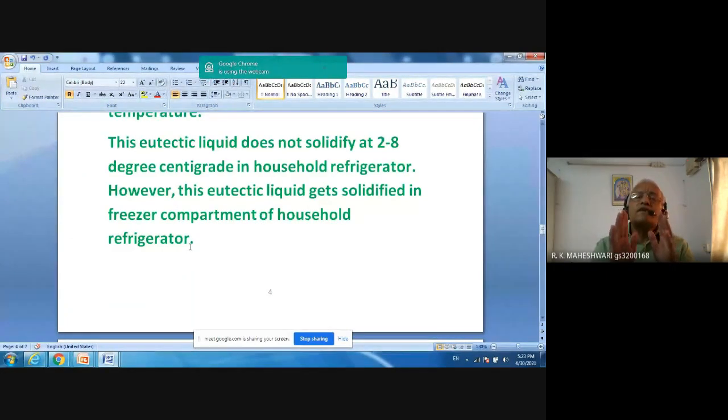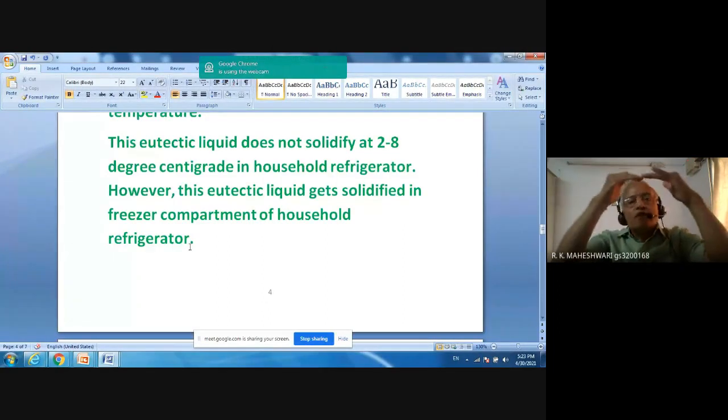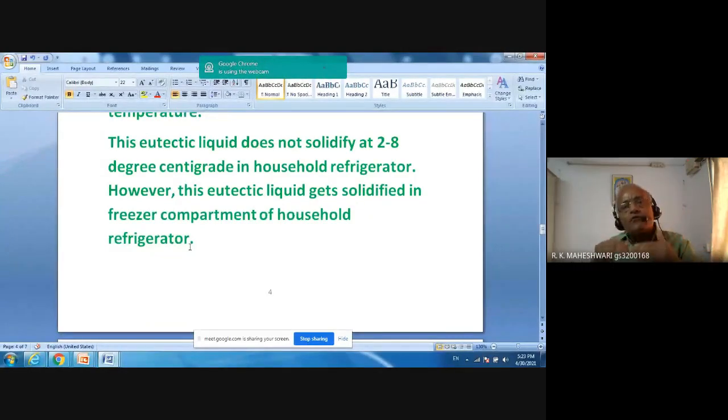What do you mean by this? This means the lowering of melting point is up to nearly 2 degrees centigrade. Means at 2 degrees centigrade also you are having a liquid. But if you are further reducing the temperature, in minus, then of course it can solidify. So there is lowering of melting point of phenol by dissolution of caffeine well below 8 degrees, well below 5 degrees centigrade, and so on.